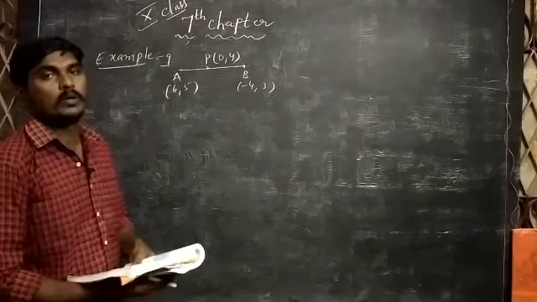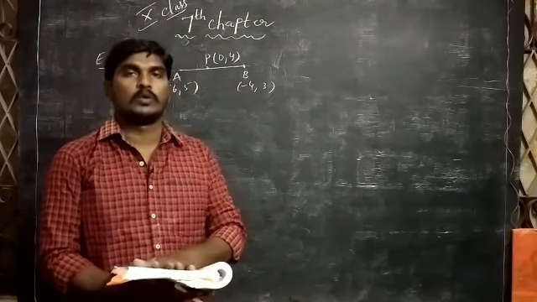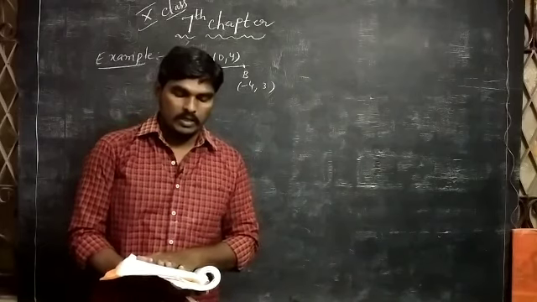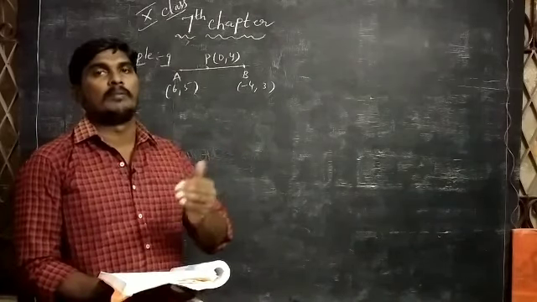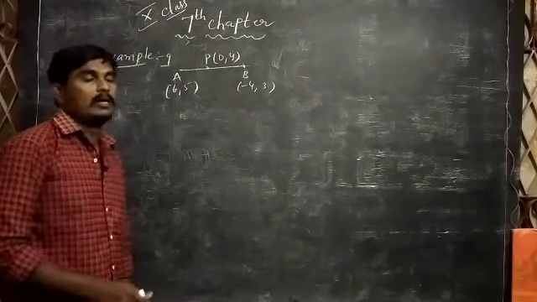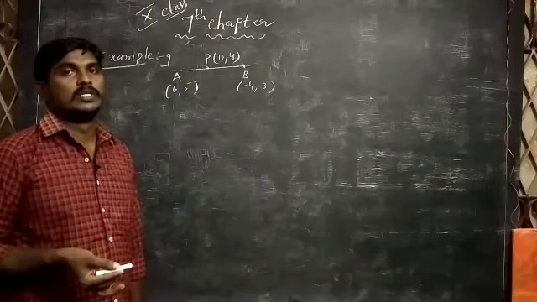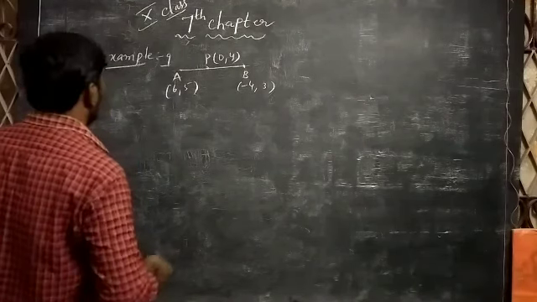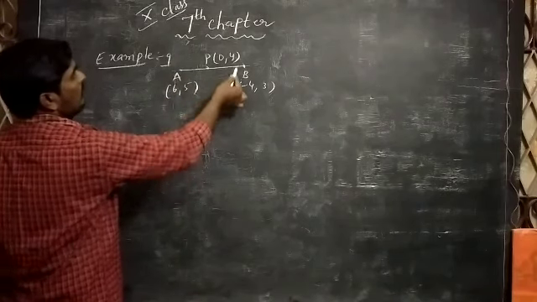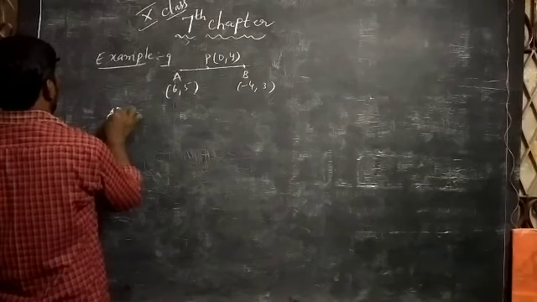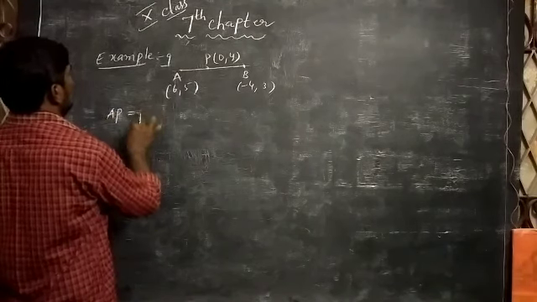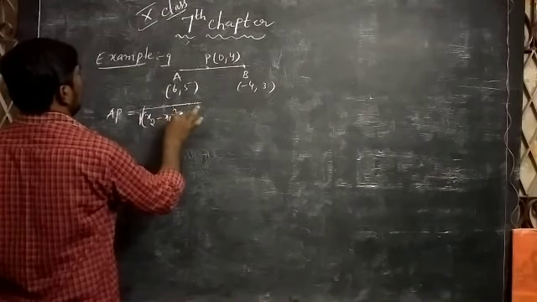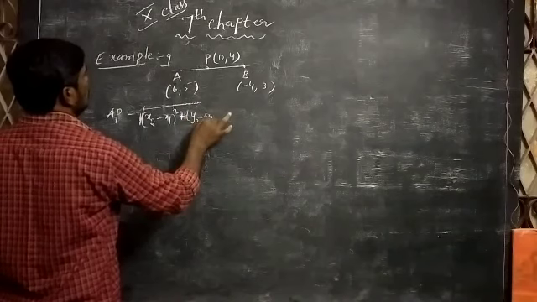If you want to find the coordinates of P, we have to apply the distance formula, since P is equidistant. What is the distance formula? You know already: AB equals the square root of (x2 minus x1) whole squared plus (y2 minus y1) whole squared. Here the distance from A to P and from B to P are equal. So AP is equal to, first I am writing the formula, the square root of (x2 minus x1) whole squared plus (y2 minus y1) whole squared.